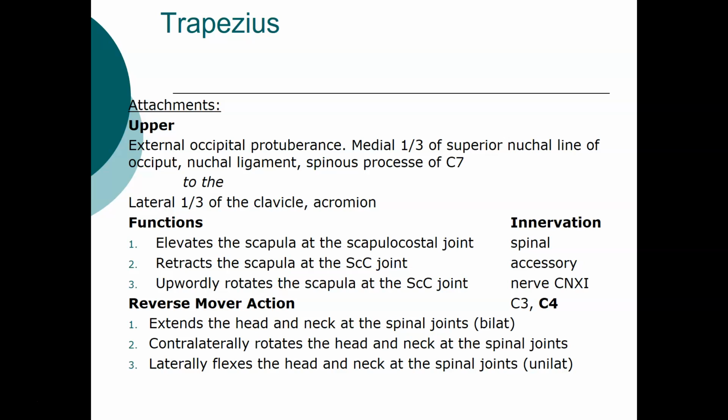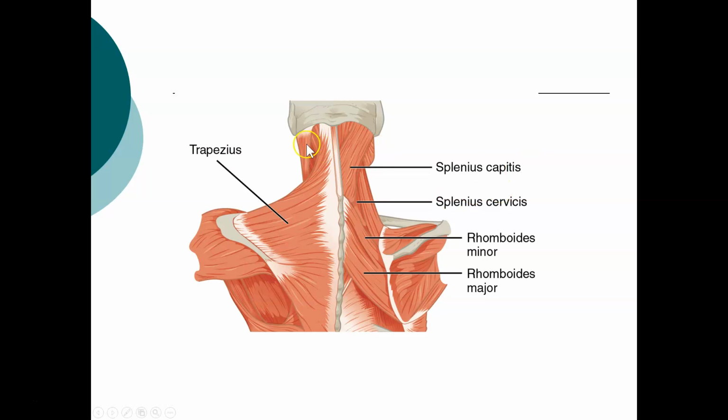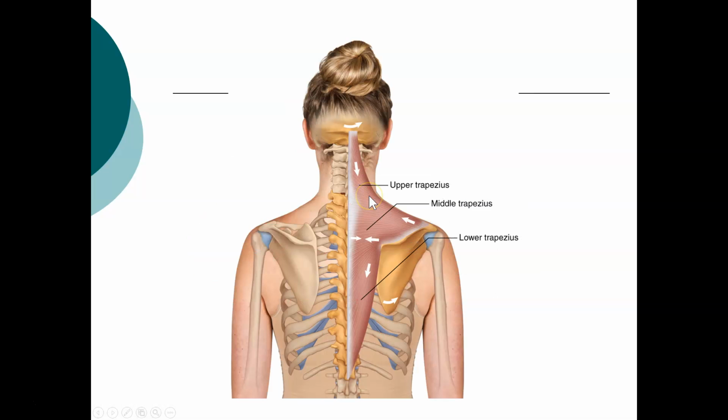Its innervation is cranial nerve 11, called the spinal accessory nerve, and it arises from the levels of C3 and C4. From here on in, whenever you see an innervation in bold like that, that means that the majority of the fibers or the main innervation occurs at the C4 level. So again, here we see the muscle, and we are talking about these upper fibers.